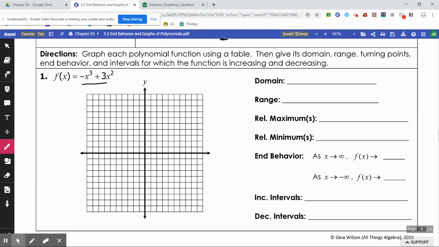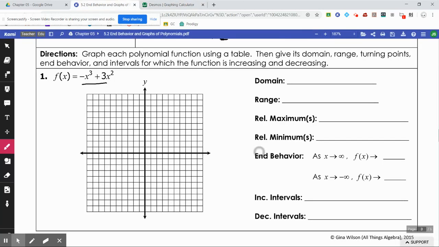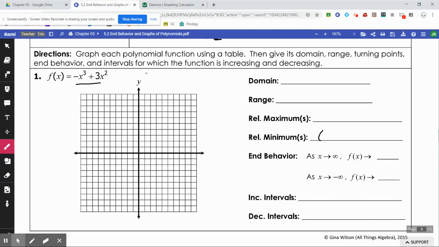So take a look at this one on Desmos, and notice the general shape. We have a relative minimum, then it starts going uphill to this point, and that's your relative maximum. Let's go ahead and write those down on our sheet. So we have a relative minimum at 0, 0, and we have a relative maximum at 2, 4.